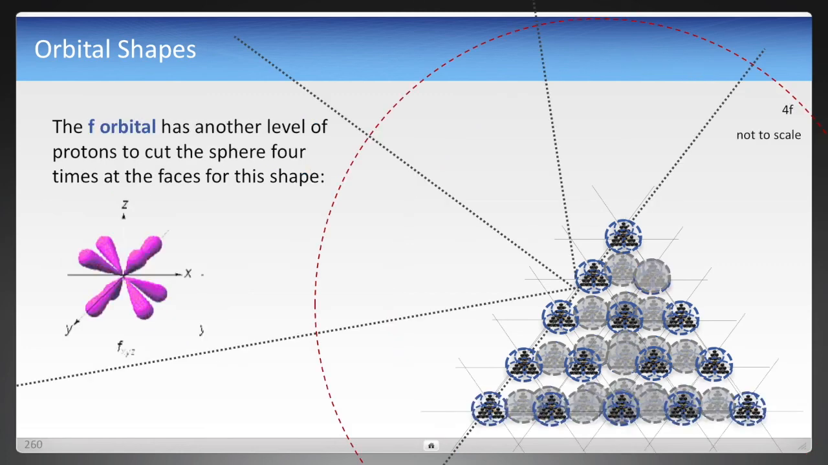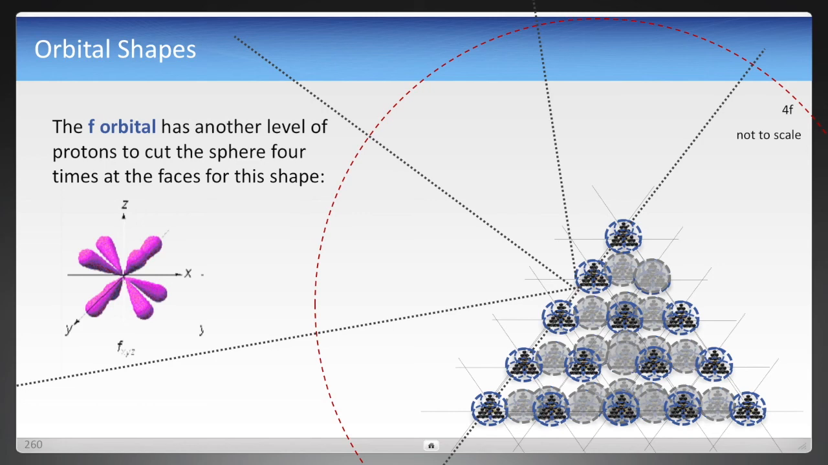And moving on to the f orbital, it's exactly the same. Now you add another row in the tetrahedron there. And with 5 protons on the faces, these are the ones on the faces that have alignment, it gets pushed out to the 4th orbital. But as it rotates, it now cuts it an extra 2 times, and so now you have these lobes that you see for the f orbital.